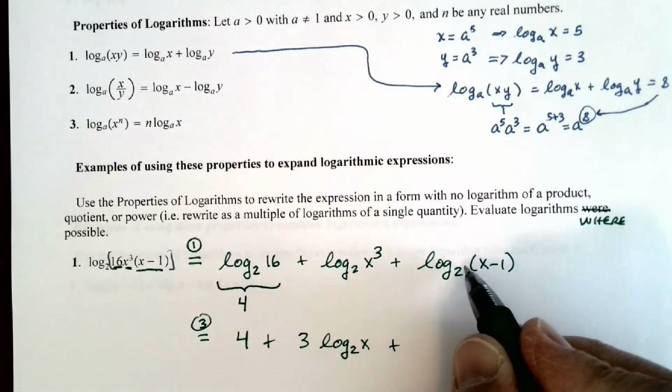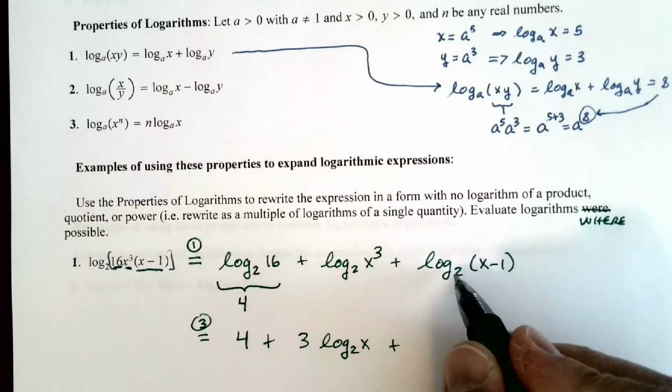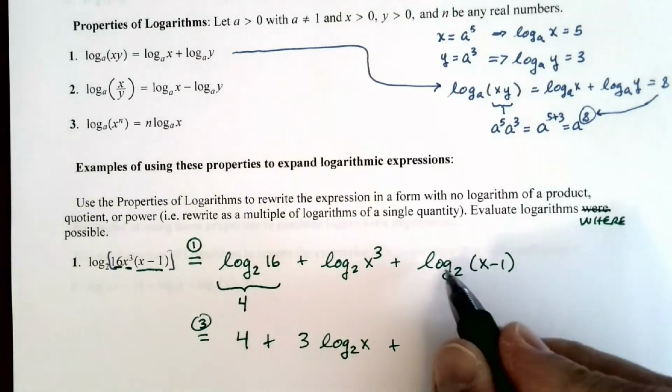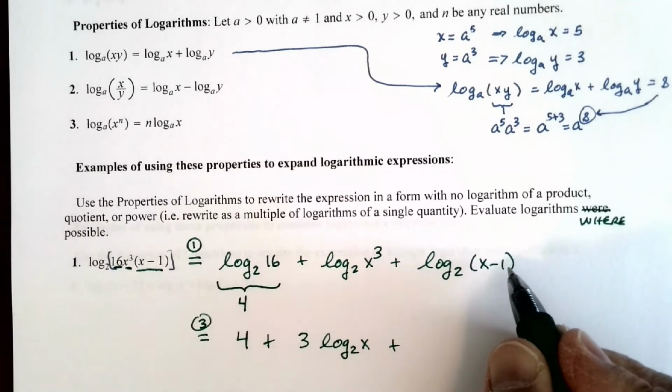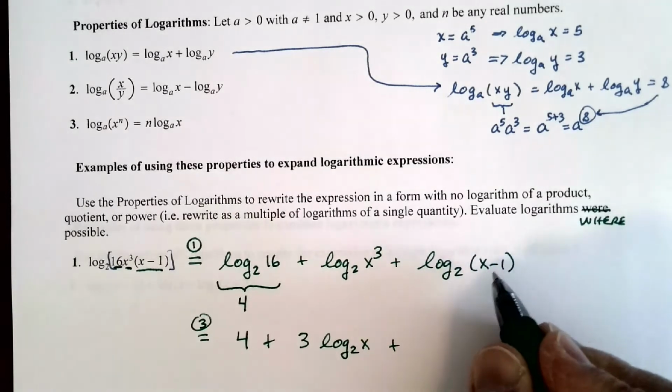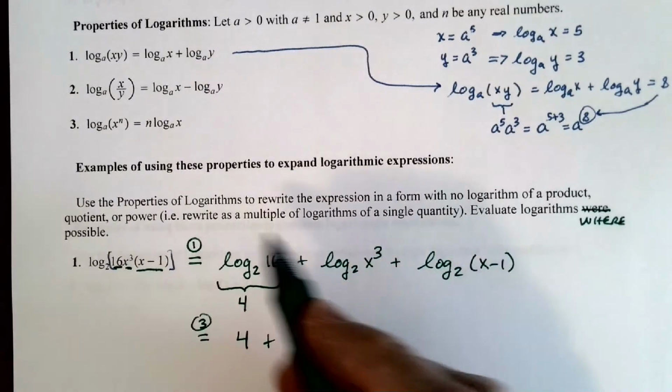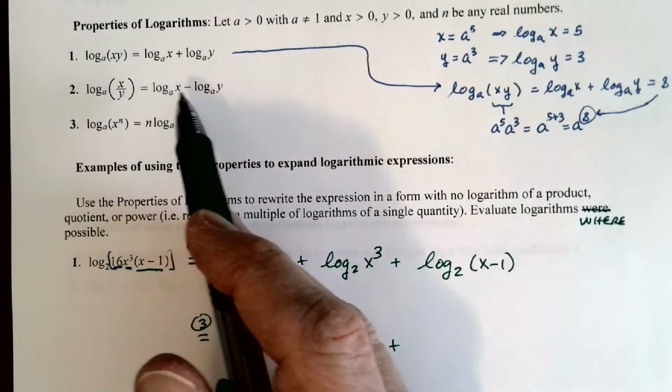No. There's not multiplication going on here. This is not log base 2 times x minus 1. This is the name of a function. This is like f of x minus 1. You can't do that. You're plugging x minus 1 into the logarithmic function. And notice that that is not this property here.